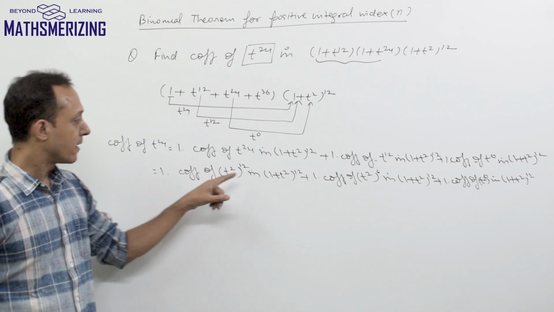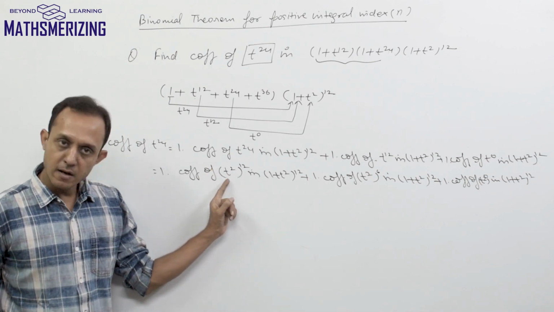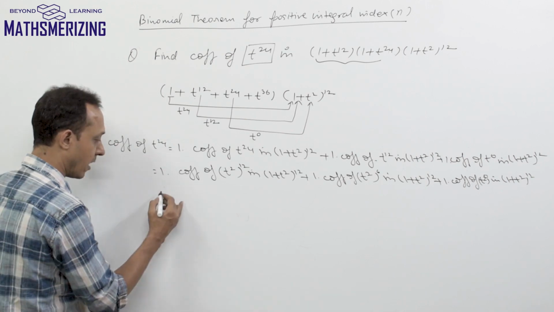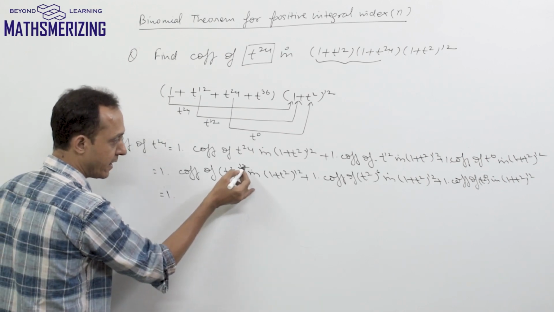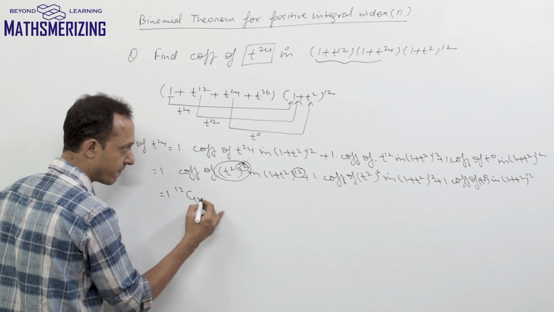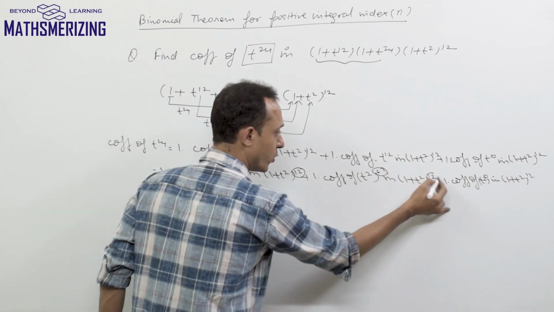Now we have already done that. The coefficient of x to the power r in (1 plus x) to the power n is nCr. So here, the coefficient of (t squared) to the power 12 in this expansion will be simply 12C12. Now for this one it will be 12C6.